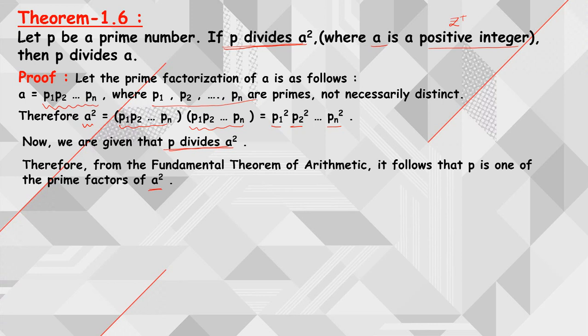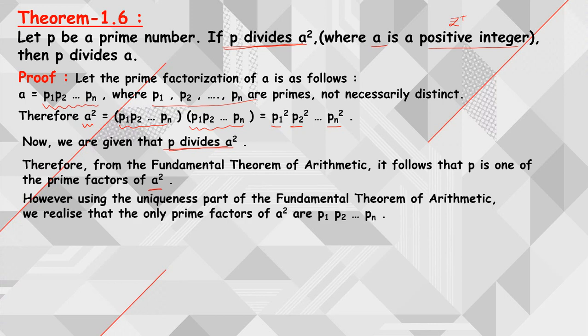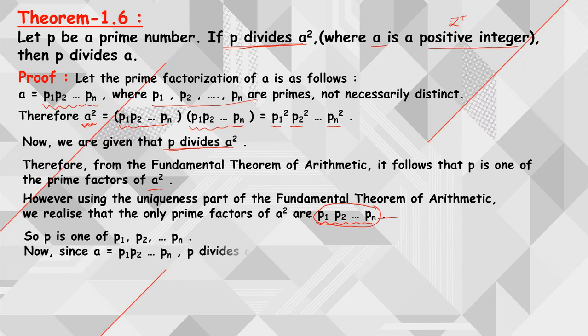Now in this a square, what we initially considered is that a means p1 into p2 and so on pn, so a square is p1 into p2 and so on pn into p1 into p2 and so on pn. That means it has the prime factors p1, p2, p3 and so on pn. Among these prime numbers there will be one particular prime number p. So we can say that among p1, p2, p3 and so on pn, p is one of my factors.